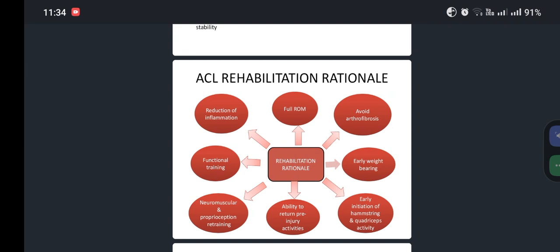The next rationale is to enhance early weight bearing, early initiation of hamstring and quadriceps activity, ability to return to pre-injury activities, neuromuscular and proprioception retraining, and functional retraining to return to sport-specific activities or recreational activities.